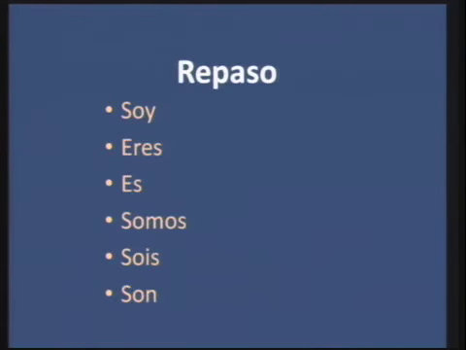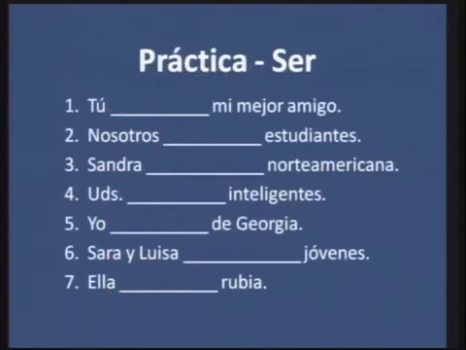So that's why when we learn the verbs, we learn them just conjugated with the 6 forms. So here we have soy, eres, es, somos, sois, son. Say it with me, or repeat after me. Soy, eres, es, somos, sois, son. Now take a minute and write those down so that we can do some practicing. Do you have these forms written down? Okay, practica, practice.